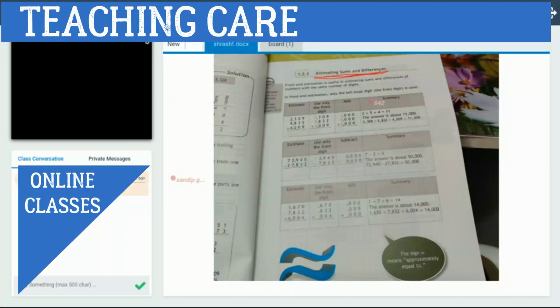Okay, no problem. See, estimating the sum and differences means, suppose for example, how will you add this, 2 plus 5 plus 4? You have to take the place value. Unit place means first you have to add all the unit places. Okay, fine. What is 2 plus 5 plus 4? You have to use only the front digit for estimating the sum or difference. Other places you have to put as 0. Because we are going to give the estimated value.